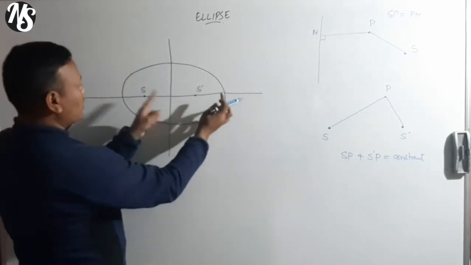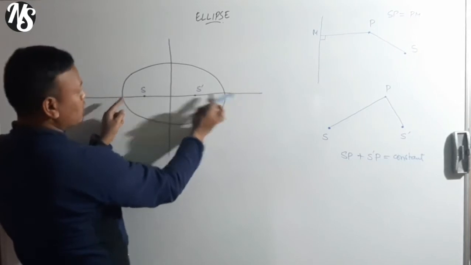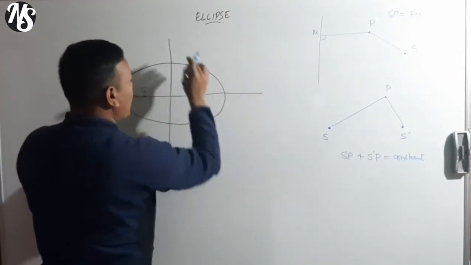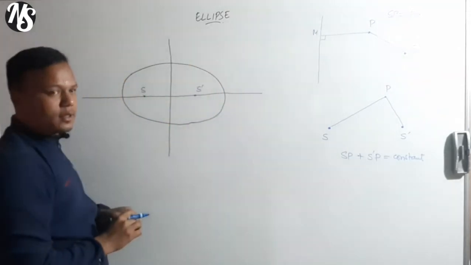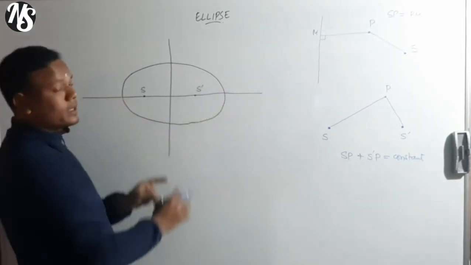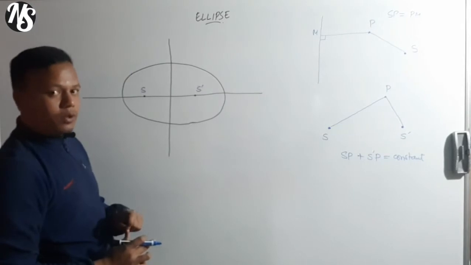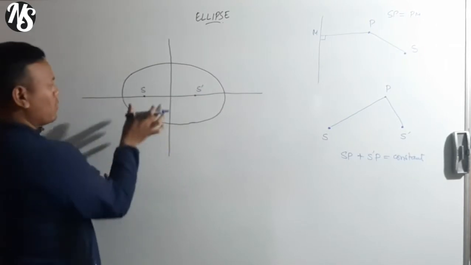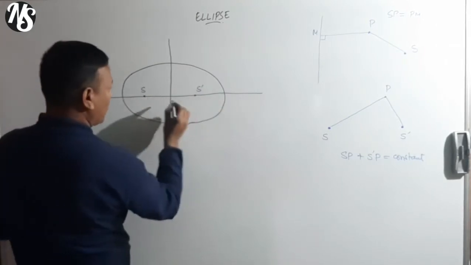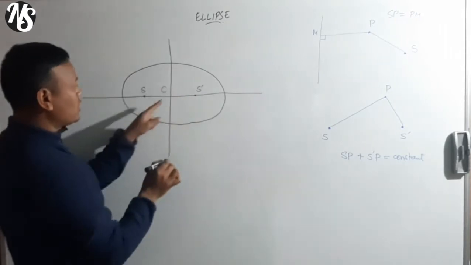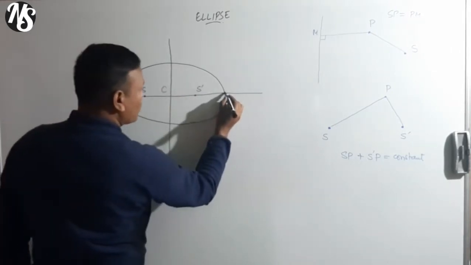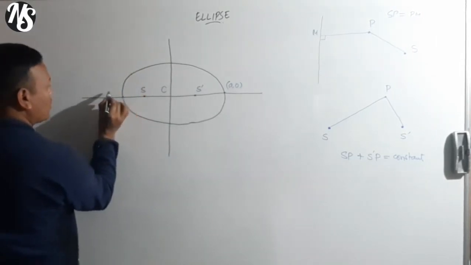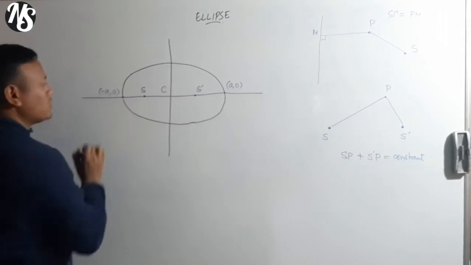This axis is known as the major axis, and this is known as the minor axis. Remember, this length will always be equal to 2a, so from here to here will be a, and from here to here will be a. If this center is the origin, then the coordinates of this point are a comma 0, and of this point minus a comma 0.